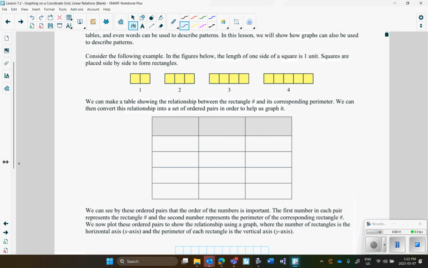So let's go, just like we did the table before. We'll have rectangle number, which we're going to call little n. And we see we have 4 of them here. And we want to find the perimeter of each one, which we'll call capital P.